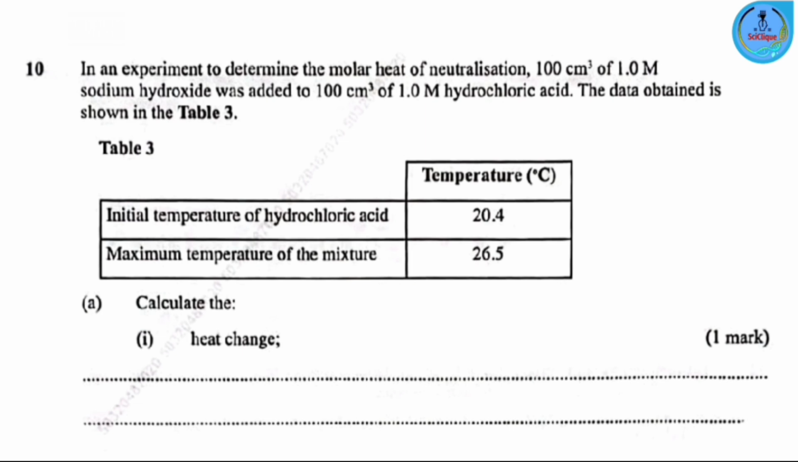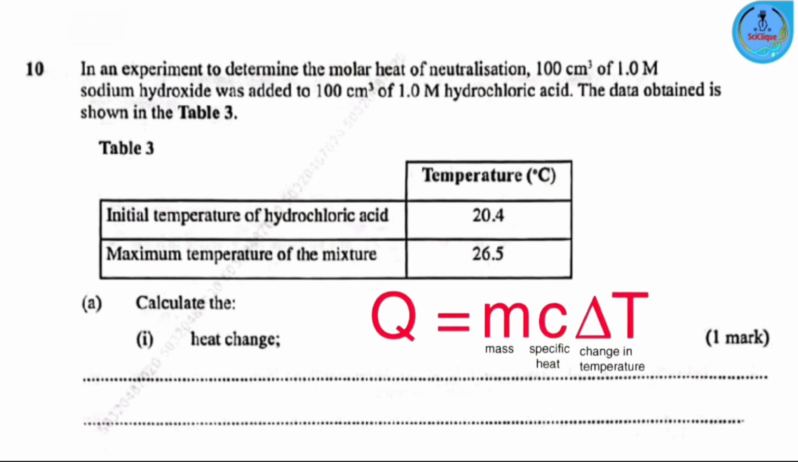So how do we calculate the heat change? We use the following formula. Mass multiplied by the specific heat capacity multiplied by the change in temperature. What is our mass? We don't have the mass at this point. We only have the volume. So we know that the volume of sodium hydroxide was 100 cubic centimeters and that of hydrochloric acid was also 100. So the total volume was 200 cubic centimeters.